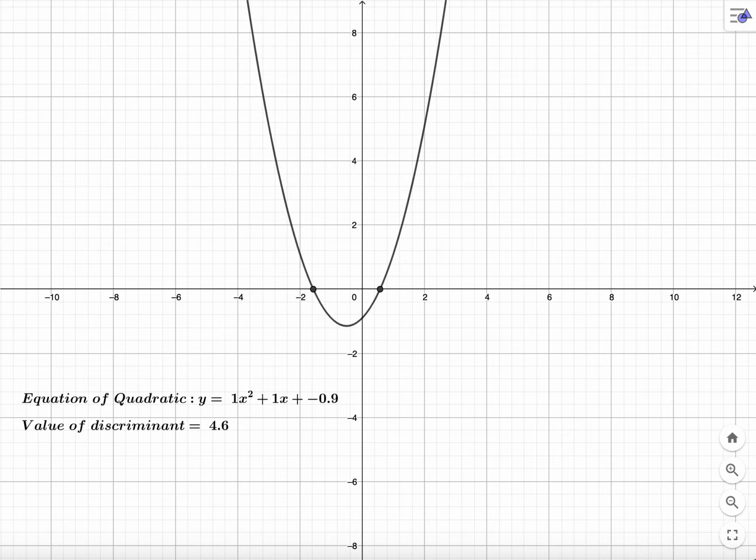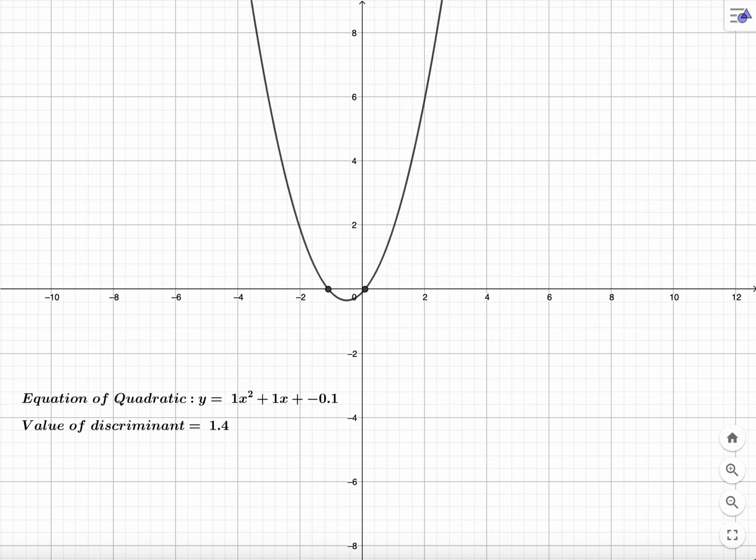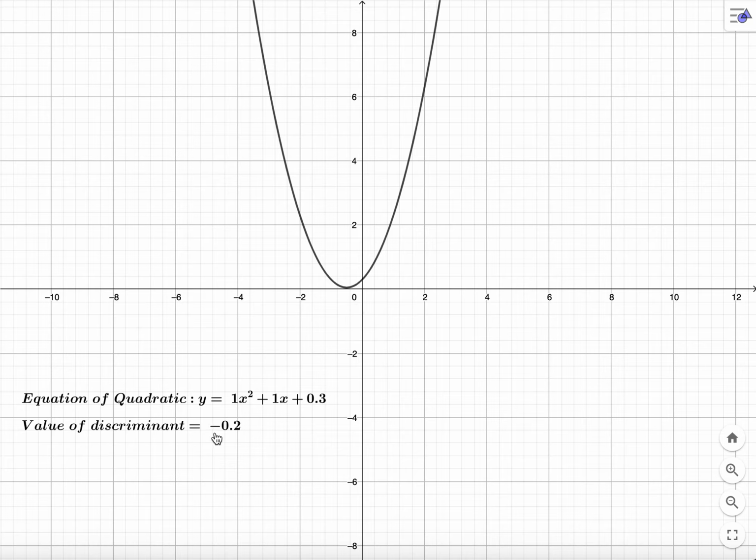Right, so I'm going to move the graph up, okay? And you can see that those 2 points are getting closer and closer. Oh, wait a minute. Something's happened. The discriminant is negative now, and it doesn't appear that that line is crossing. All right, I'm not particularly happy with that.